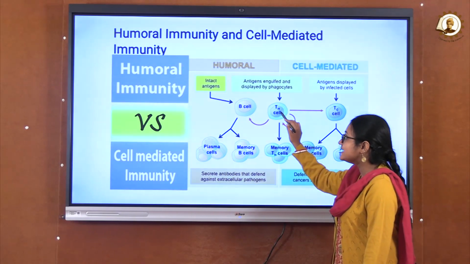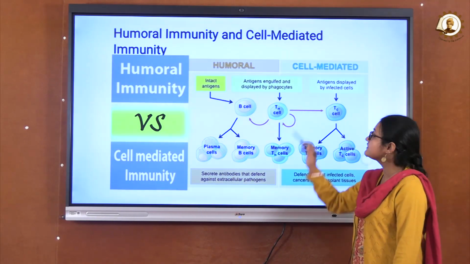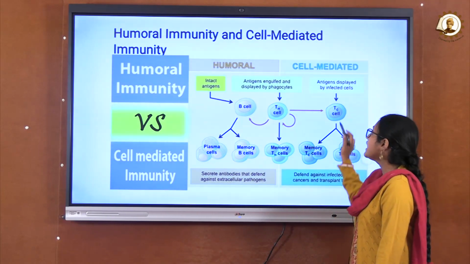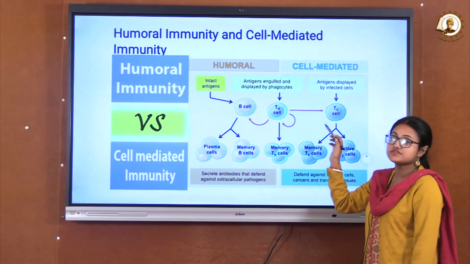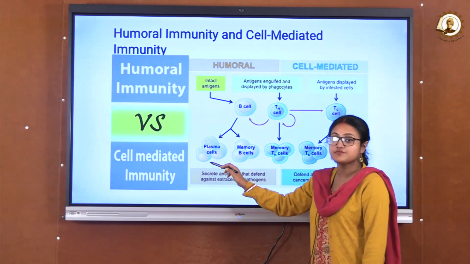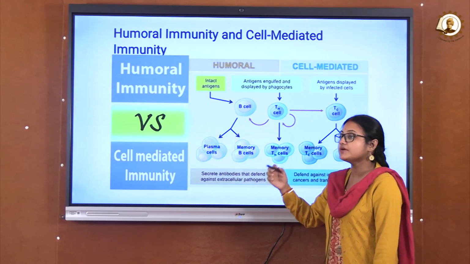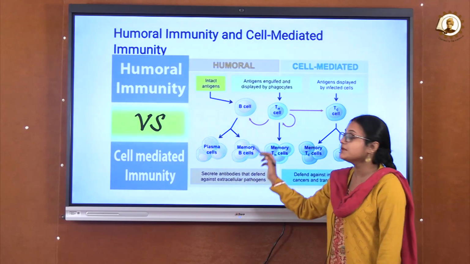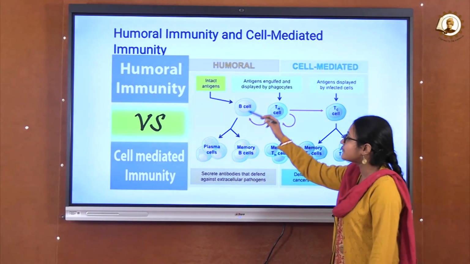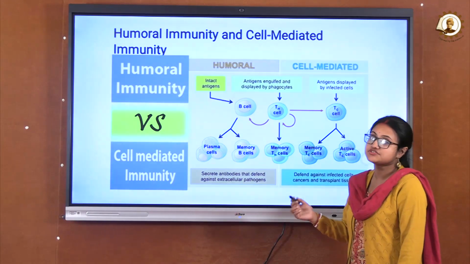TH cells means T helper cells, which help in the defense mechanism. Another is the TC cells, the cytotoxic cells. Among B cells, there are plasma B cells, which are present in the plasma, and another is the memory B cells, which we already talked about. After that, the antibodies are generated.